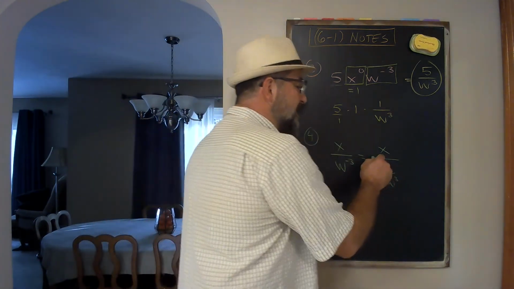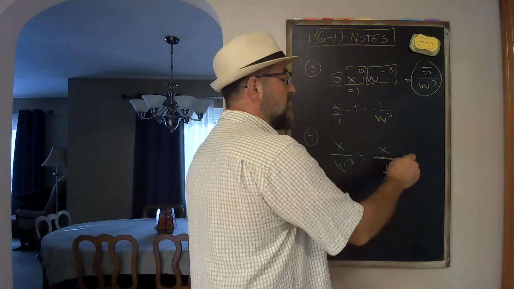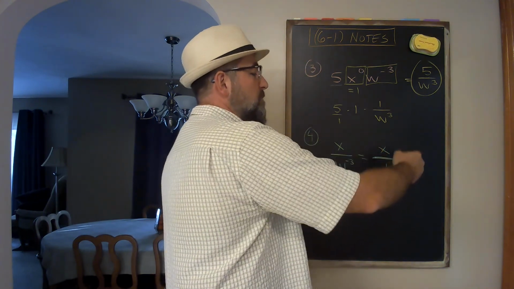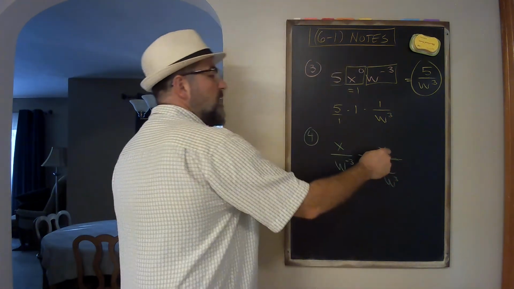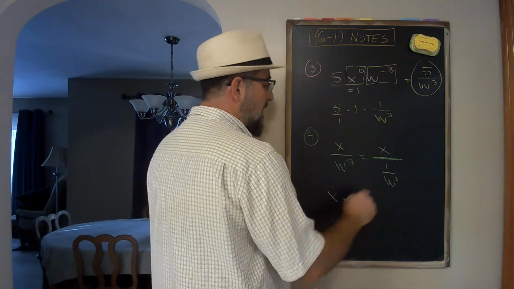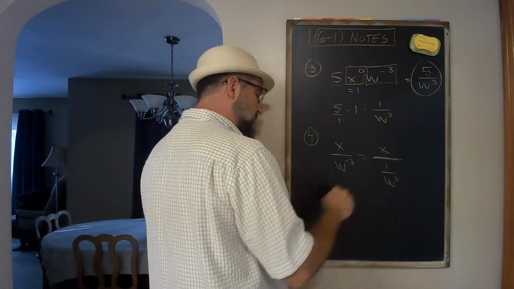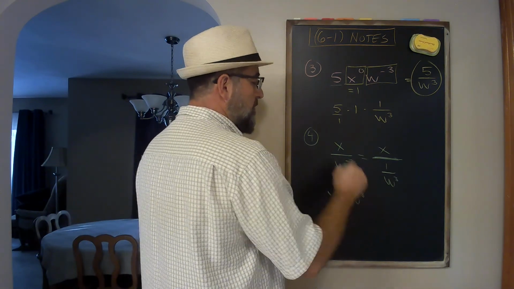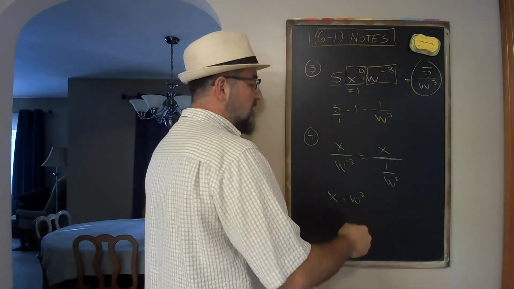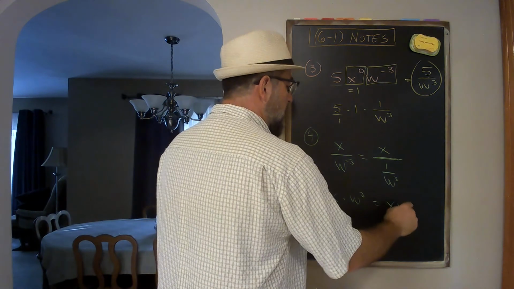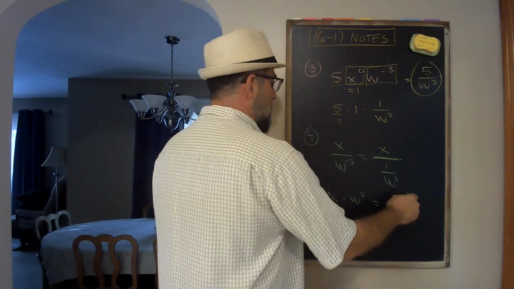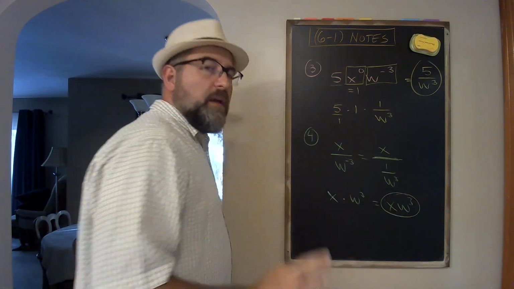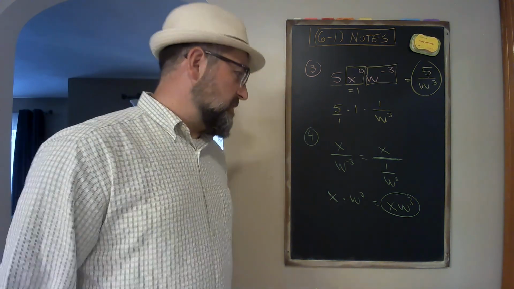So this division, we're going to change that division to multiplication of the reciprocal of that and see what we get. So this is going to be x times, instead of x divided by, x times the reciprocal of that. The reciprocal of that is w cubed. Well, x times w cubed is xw cubed. And we're done.